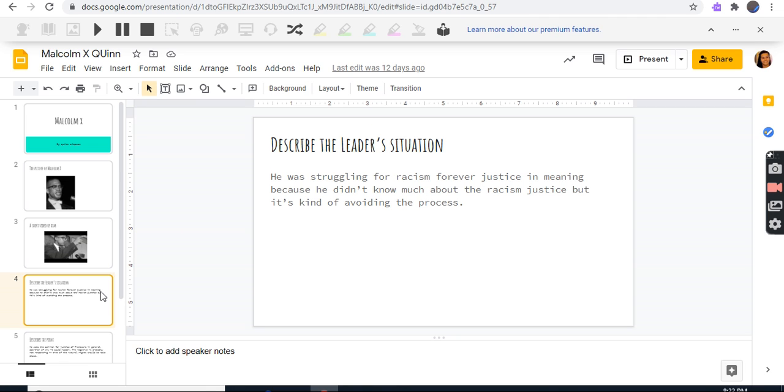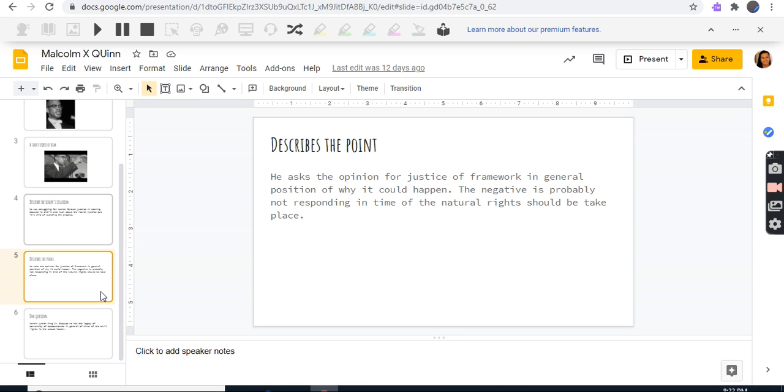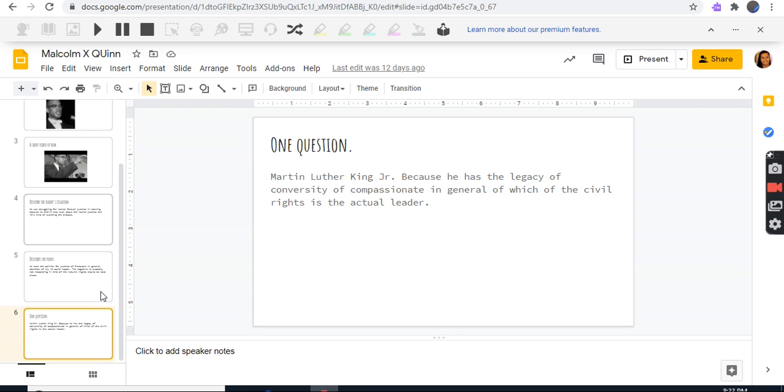Describe the leader's situation. He was struggling for racial justice and meaning, because he didn't know much about racial justice, but it's kind of avoiding the process. Describes a point. He asks the opinion for justice, a framework in general, a position of what could possibly happen. The negative is probably not responding in time of the natural rights that should be taking place. One question: Martin Luther King Jr., because he has a legacy of compassion in general, of which the civil rights is the actual leader.